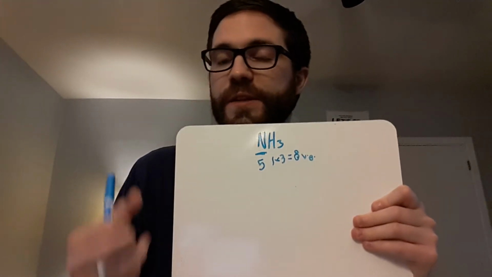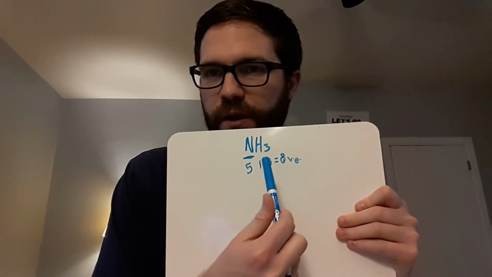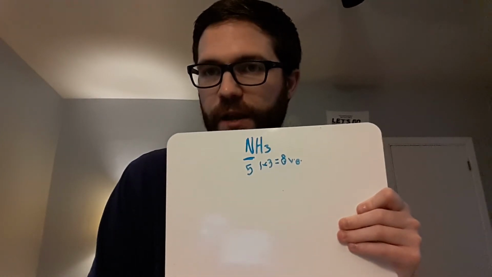Second step is to determine the central atom. And if you look at this, what kind of element is there only one of? N, right? So we're going to put N in the center, and then all the H's are going to go around that.